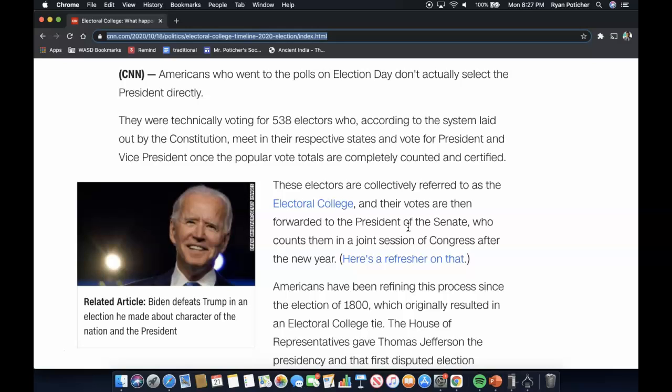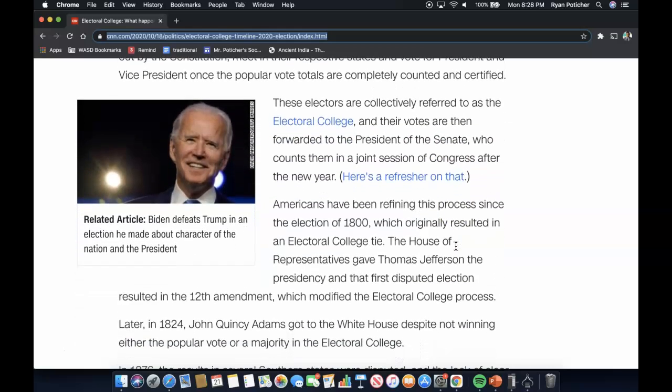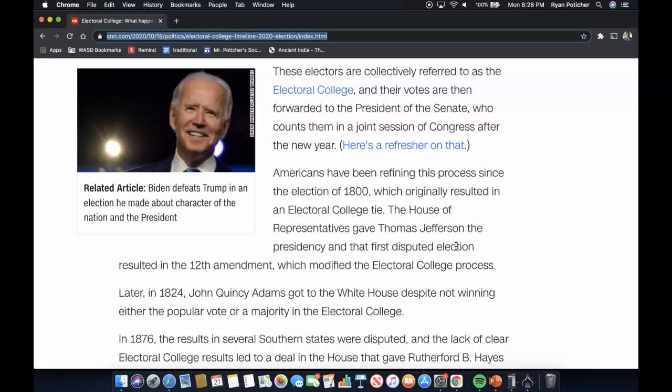Americans who went to the polls on election day don't actually select the president directly. They were technically voting for 538 electors who, according to the system laid out by the Constitution, meet in their respective states and vote for the president and vice president once the popular vote totals are completely counted and certified. These electors are collectively referred to as the Electoral College, and their votes are then forwarded to the President of the Senate, who counts them in a joint session of Congress after the new year.